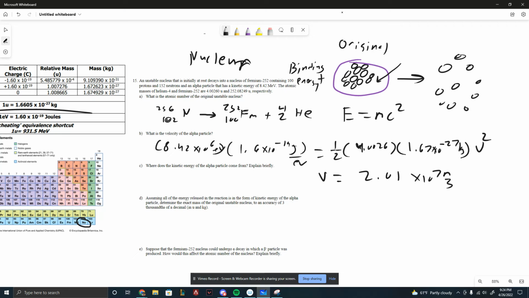energy. So when the nucleus kind of explodes or goes apart, binding energy is released because now the energy that was once holding it together is gone. And that is what gives the alpha particle its kinetic energy. So that's that explanation.